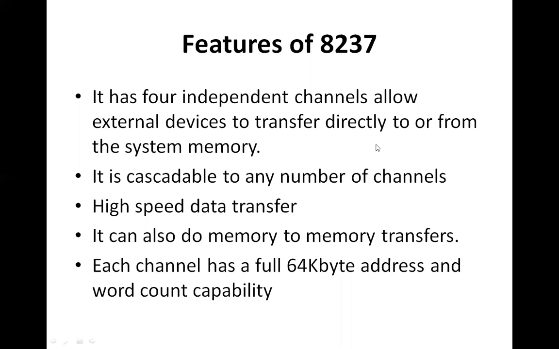But if we have many devices, the 8237 can be cascaded together, and individual cascading is going to enhance the availability of the services to the different input output devices or the memory devices. It's a high speed data transfer scheme, and it can also do memory to memory transfer. The capacity of each channel is fully 64 kilobytes, so each channel has a full 64 kilobyte address as well as word count capability.